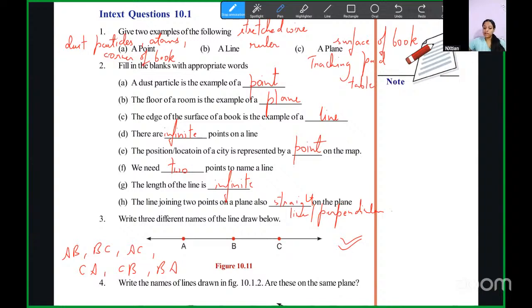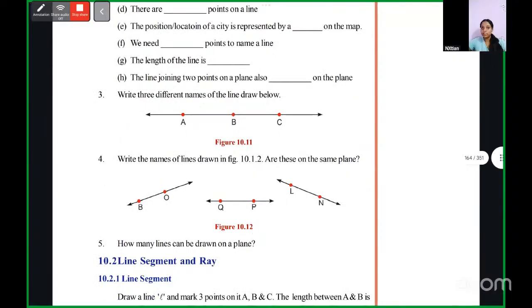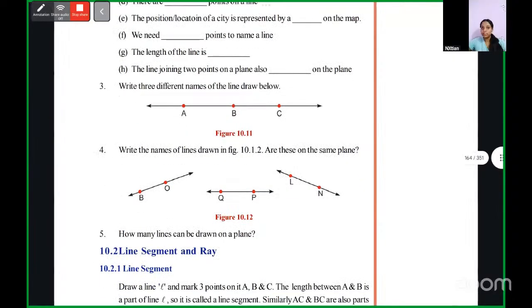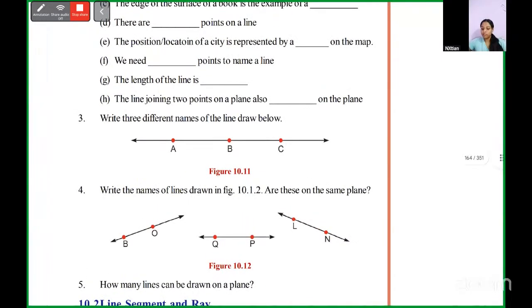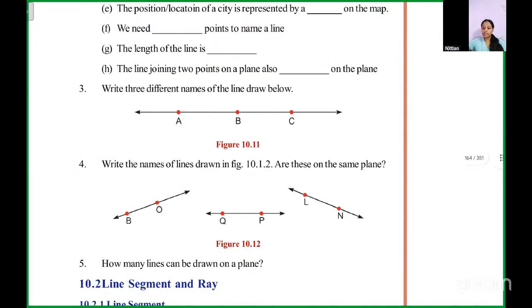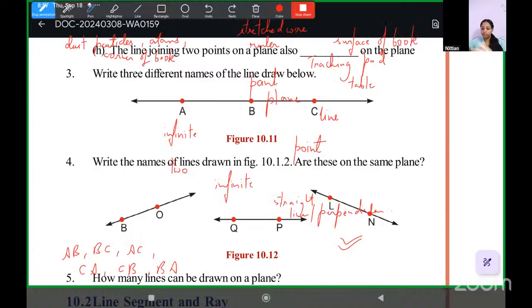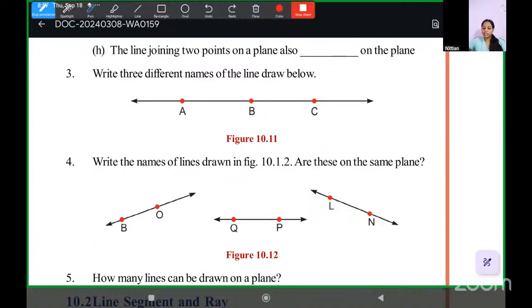Write the names of the line drawn in figure 10.1.2. Are these in the same line? Let's see that. Ma'am, these are on the same line. Yes. Can you tell me the names of these? No, wait, but they are on the same plane. Same plane. Yeah. First one, what's the name of the first line?